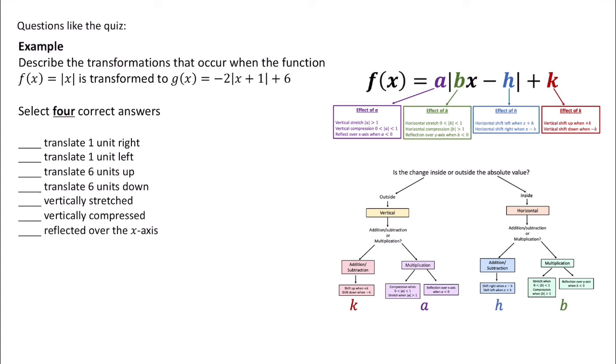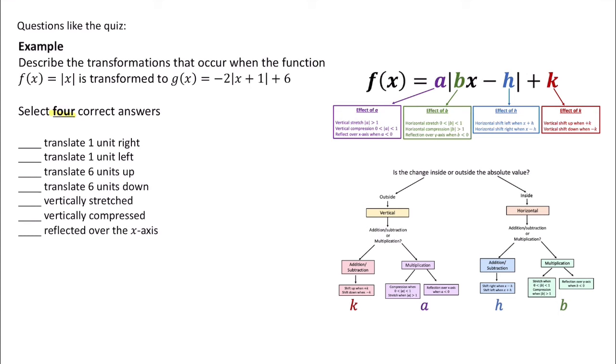So what it does is it gives you a transformation, then it says select 4 correct answers, okay? So we know how many answers we need to choose because it tells us. But what I like to do on these problems is ignore the answer choices when I'm figuring it out. And I think that's where some of the confusion in these problems comes from. Some people jump to the answer choices, but reading through those, it can be kind of confusing.